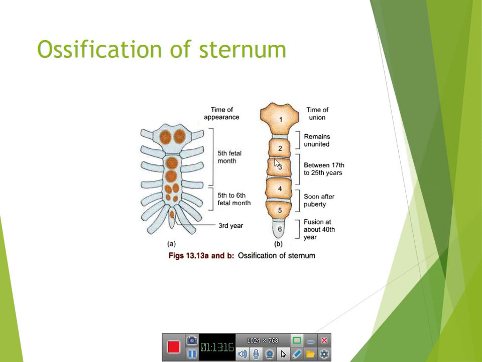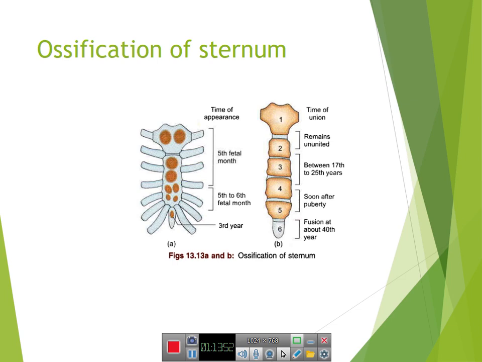So, how about ossification of the sternum? The sternum develops by fusion of two sternal plates formed on either side of the midline. The fusion of the two plates takes place in a craniocaudal direction. Manubrium is ossified from two centers, appearing in 5 fetal months.